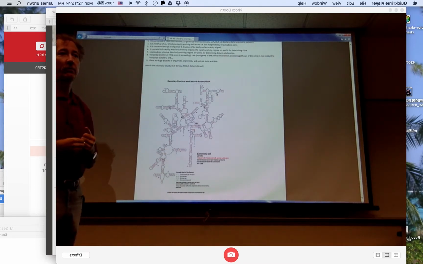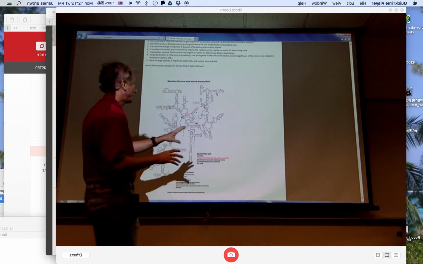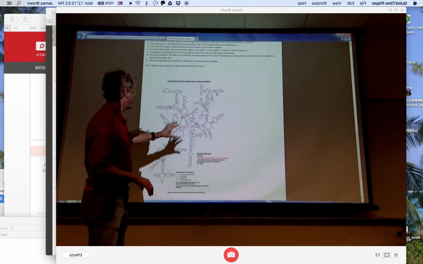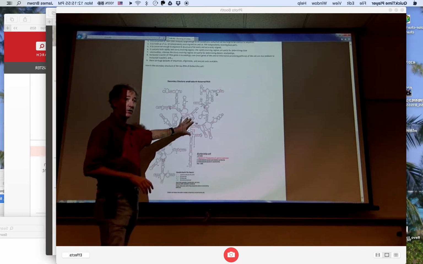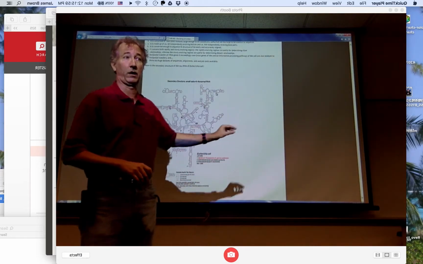Do you have a question? How do you separate convergent evolution from divergent evolution? So that's an interesting question. And convergent versus divergent evolution. The reality is that in a sequence this large, 1,500 nucleotides, convergent evolution is astonishingly unlikely.